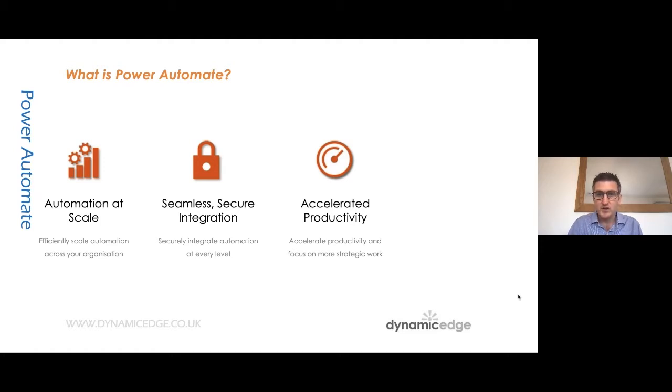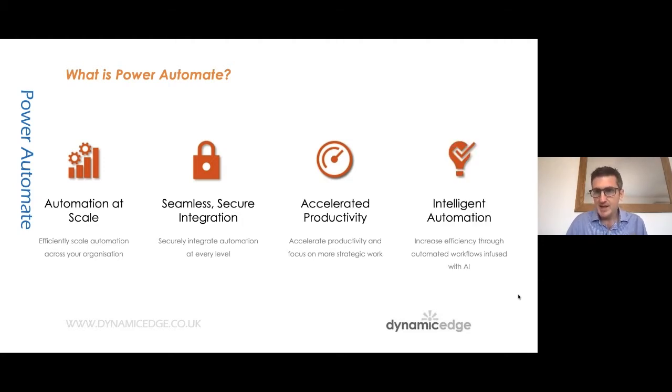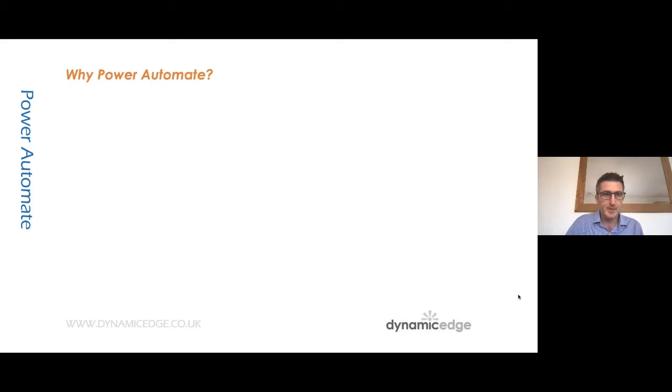Accelerate productivity and focus on more strategic work. So when we talk about accelerating productivity, this is taking those manual tasks that we have and automating them essentially to allow people to work on things that are more important to the organization or more profitable to the organization at that time. And then the intelligent automation, so we can increase efficiency through automated workflows infused with artificial intelligence. So we'll see that again. I'm going to take you through a Power Automate flow that we've created and just show you how that works.